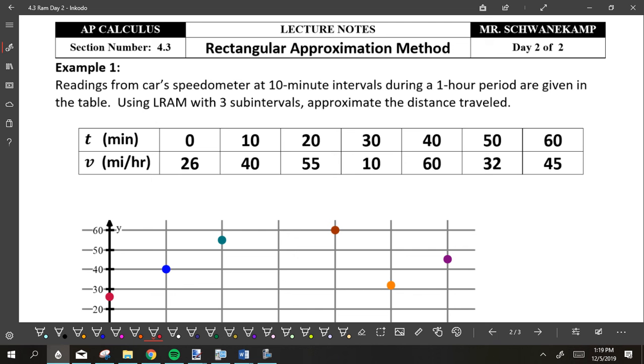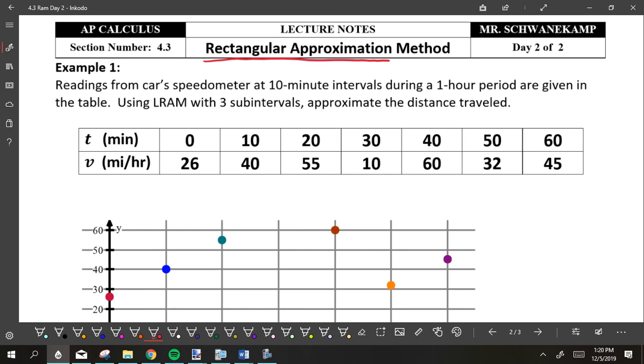Today, we are doing rectangular approximation method. You will see the phrase Riemann sums thrown in here as well. Those mean the same thing. When I say Riemann sum or rectangular approximation, it's the same thing. It's just one was discovered by the guy, and instead of using RAM, they use Riemann.